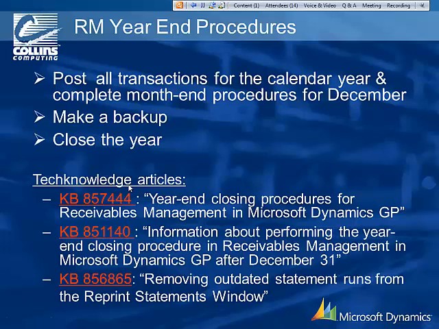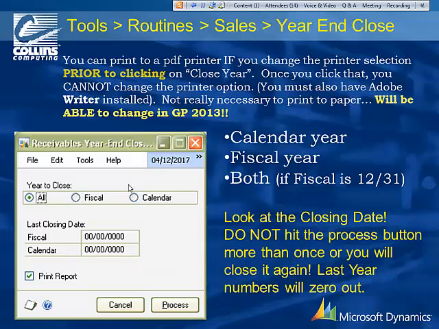So what do I do for receivables year end? You can go ahead and put things into batches for the next year. Just don't post them. Basically, you're just going to go to Tools, Routines, Sales. You're going to get this screen here. As I mentioned, you can tell it I want to close fiscal year, calendar year, or both, or all. And then do I want to report? I highly suggest you print the report, even if you're printing it to screen.